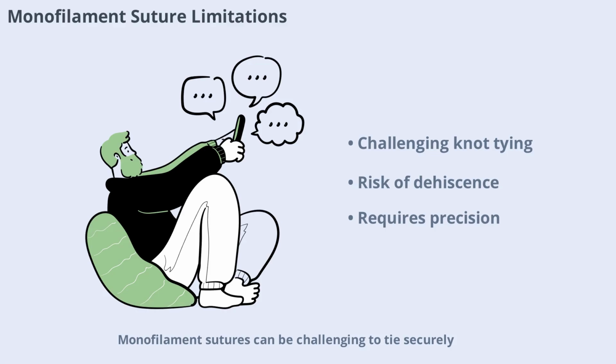Monofilament sutures can be challenging to tie securely, and their lack of flexibility may complicate certain procedures. Any damage to the strand compromises its strength, increasing the risk of wound dehiscence. Surgeons must use precise techniques to ensure reliable closure and minimize complications.